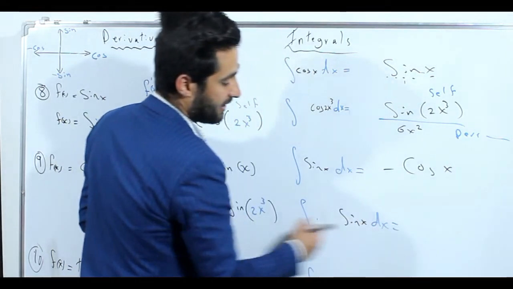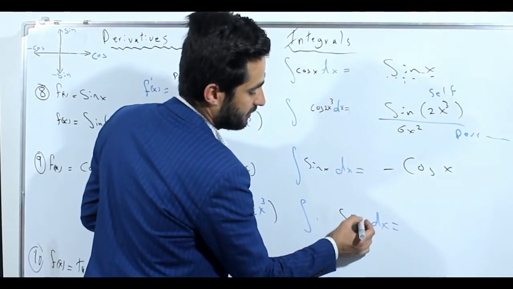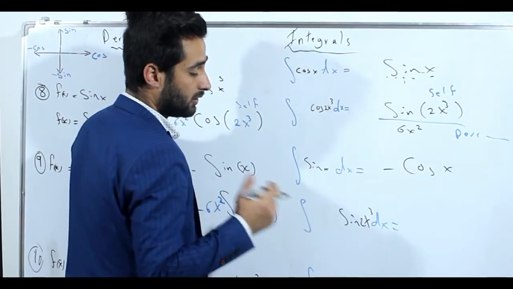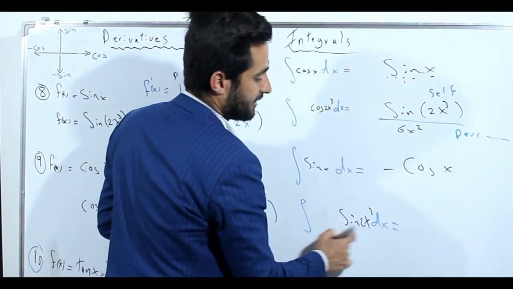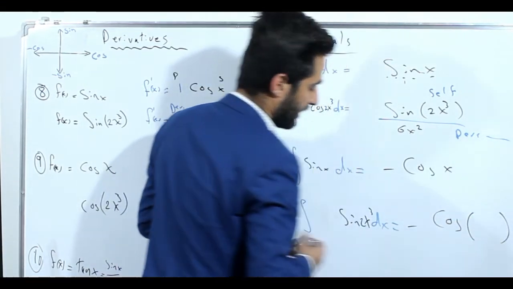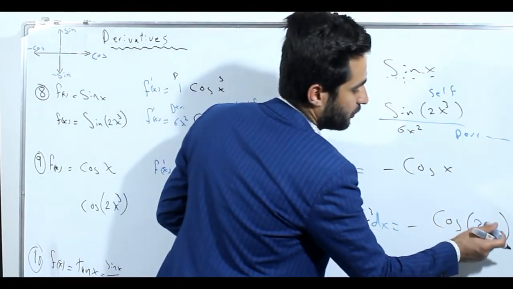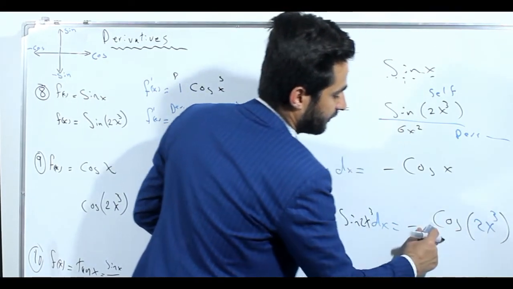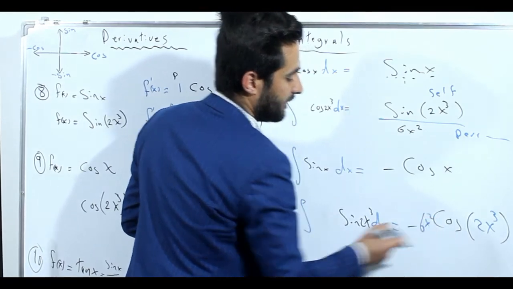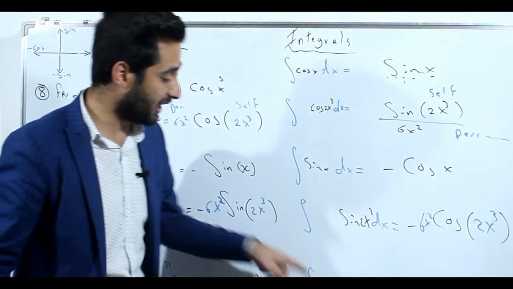Okay, now what's the integral of, let's say, sine 2x to the power of 3? It is equal to what? So we can say sine is minus cosine itself. What's itself is 2x cubed. And what's the derivative of this? Put it in the coefficient. It is 6x squared. Now let's jump on the last one.